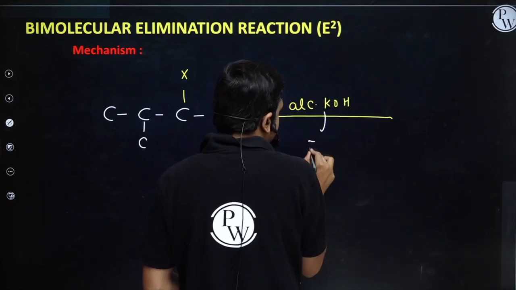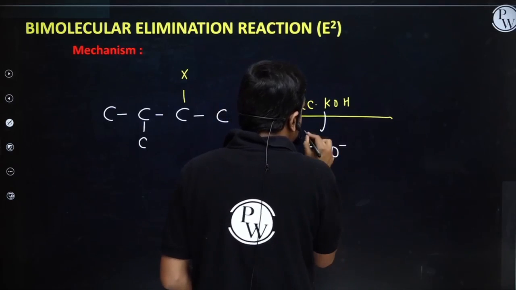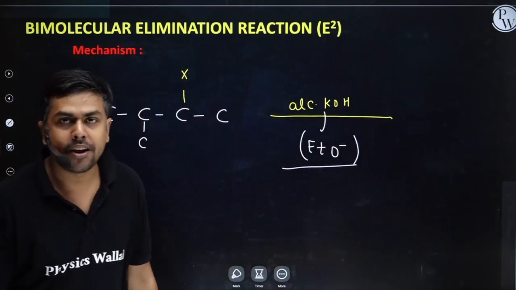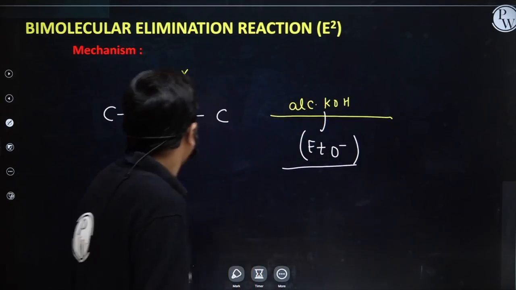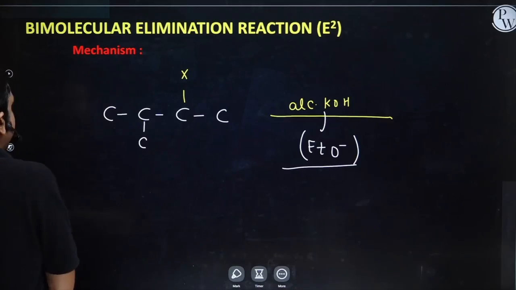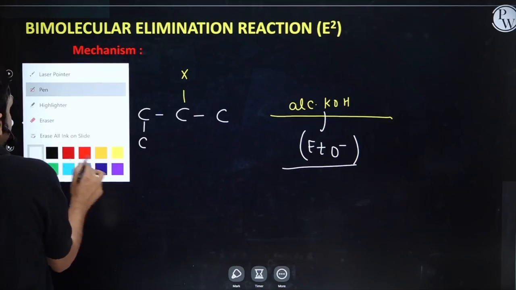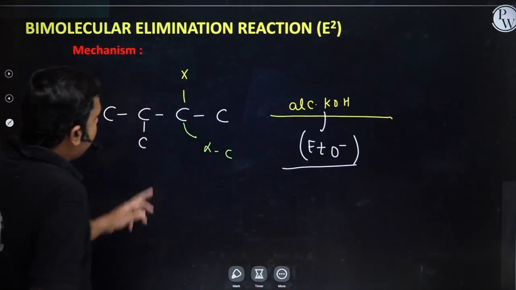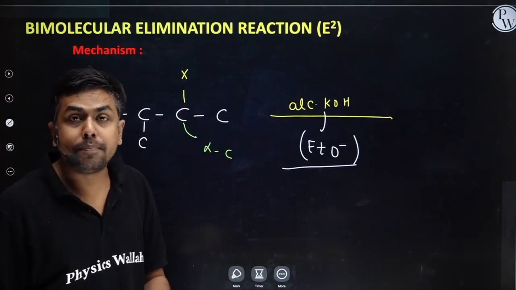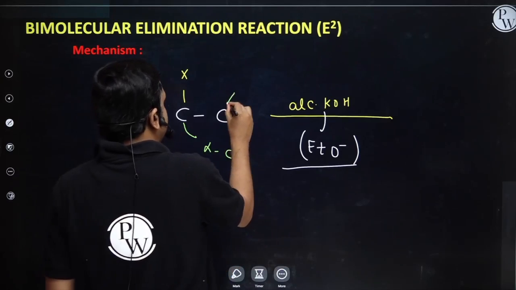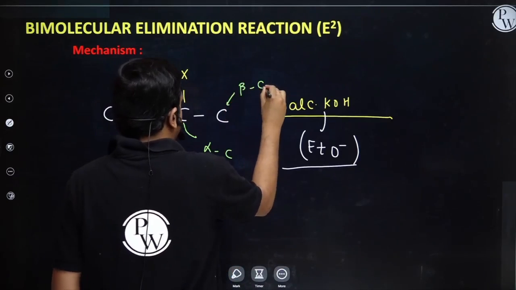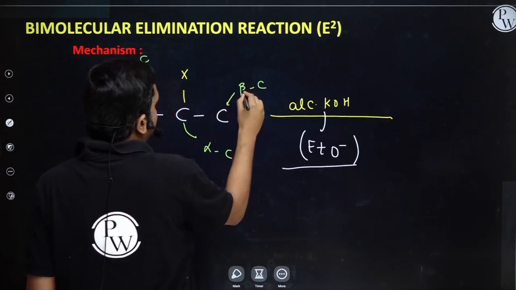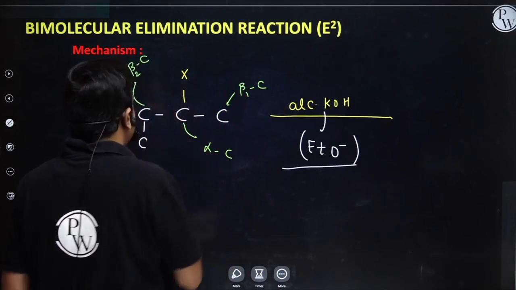The function of base is to snatch beta hydrogen. My base here is EtO minus. What will this EtO minus do? It will snatch the acidic hydrogen from beta carbon. Which carbon is the beta carbon here? Can I say this particular carbon is your alpha carbon? The neighboring carbon of alpha carbon is referred to as beta carbon. So this one is my beta carbon, and this is also my beta carbon. This is beta 1 carbon, beta 2 carbon.